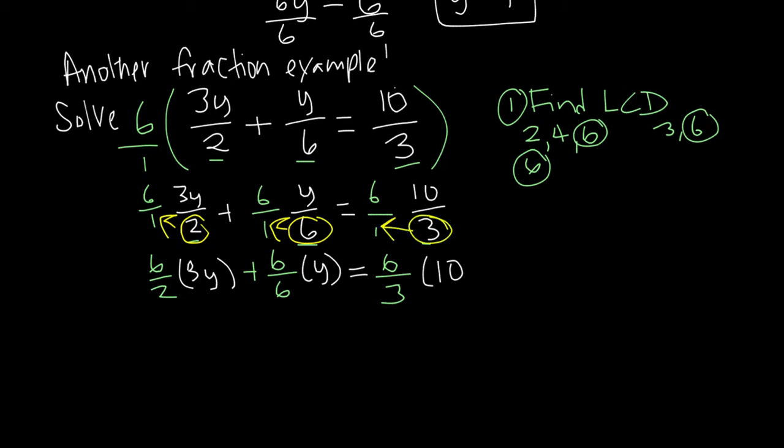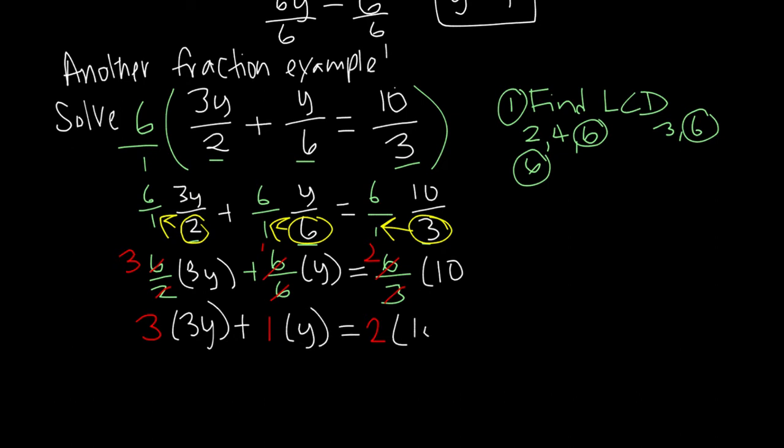And then reducing 6 over 2, 6 divided by 2 is 3. 6 divided by 6 is 1. 6 divided by 3 is 2. So we've just cleared out all the fractions from that equation. So now we have 3 times 3y plus 1 times y equals 2 times 10, with all those fractions now cleared out of the equation.